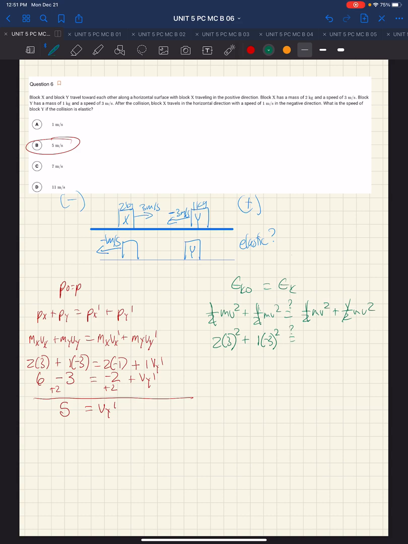Afterward, we have a mass of 2 and a velocity of minus 1 squared. And then we have a mass of 1 and the velocity of 5 squared. So 3 squared is 9 times 2 is 18. Minus 3 squared is 9. And minus 1 squared is 1, so that gives us 2. And 5 squared is 25. So on this side we have 27 and 27. So does it equal? Yes. And so we can show that it is also elastic.